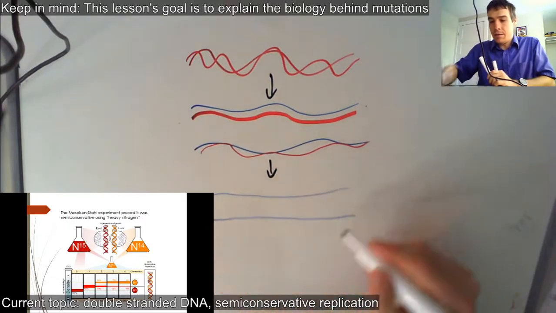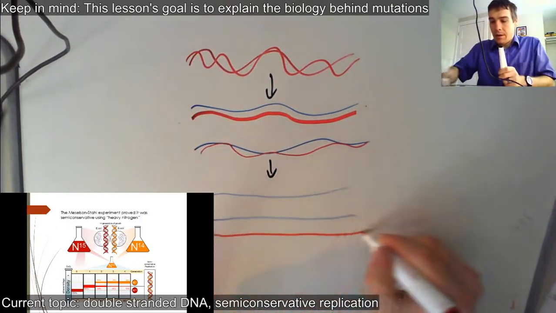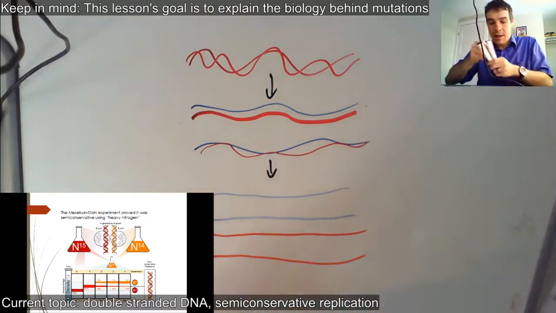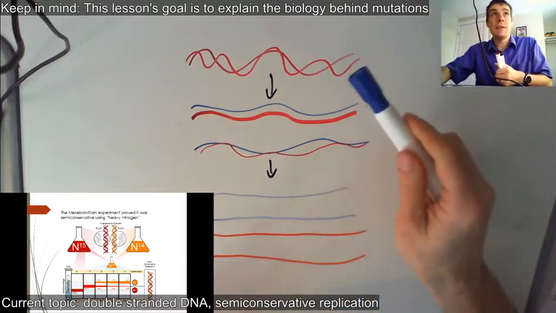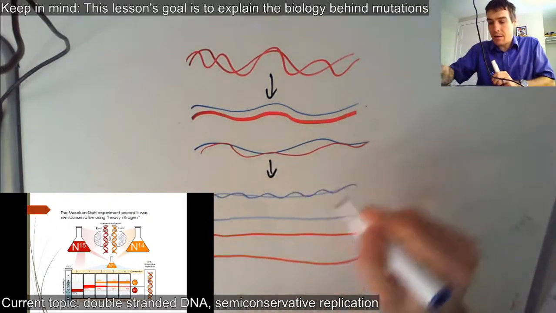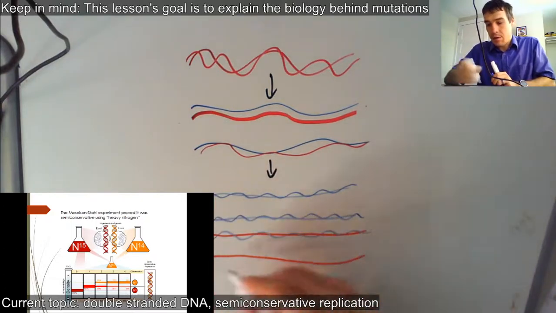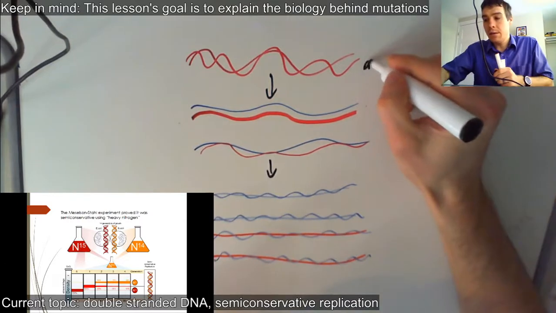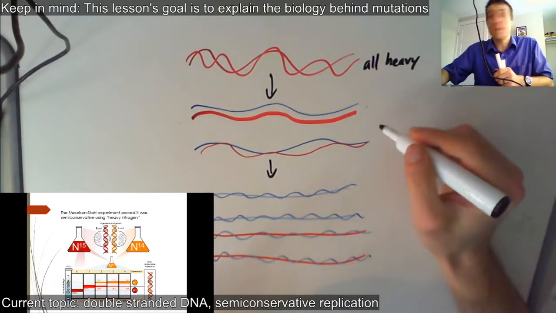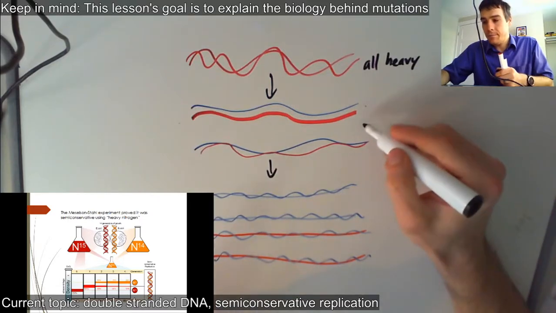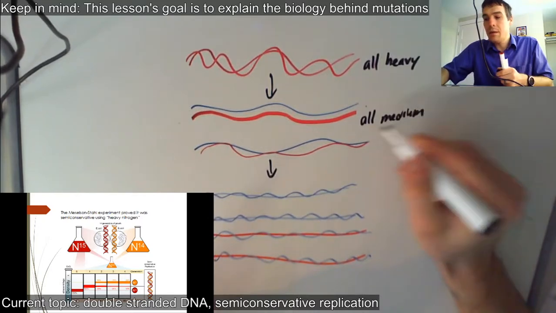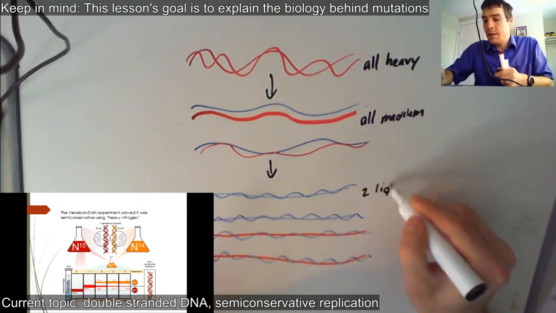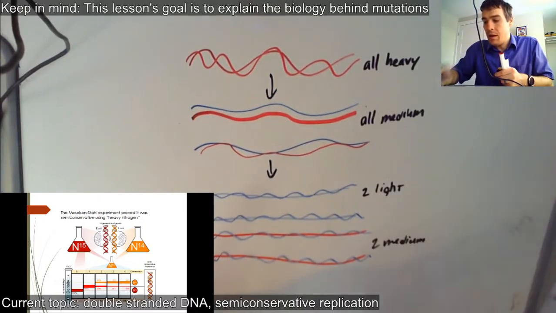So you'd end up with 1, 2, 3, 4. These would split. And then you can't make new heavy DNA. The red was the heavy DNA. But you can make new light DNA, so each strand would get new light DNA attached to it. So what you would see in the first generation was all heavy, because that's what they started with. Then it would be all medium. Then you'd have 2 light and 2 medium, and no heavy.